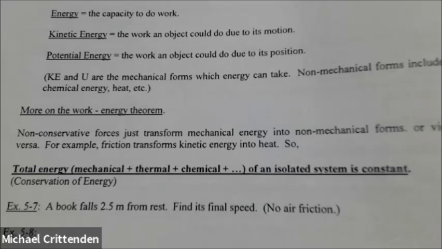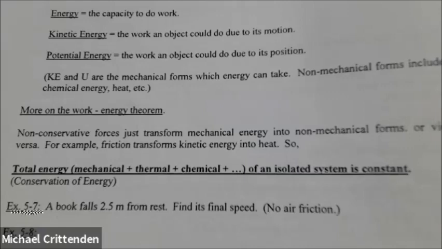Kinetic energy is the work that an object could do because of its motion. The example I usually give there is a hammer. As it approaches a nail, it has kinetic energy. As the hammer strikes the nail, there's going to be a force. The hammer pushes on the nail, and it acts through some distance as the nail gets pushed into the board. So if something can exert a force through a distance, that means it's capable of doing work. And what makes the hammer capable of doing work is the fact that it's moving.